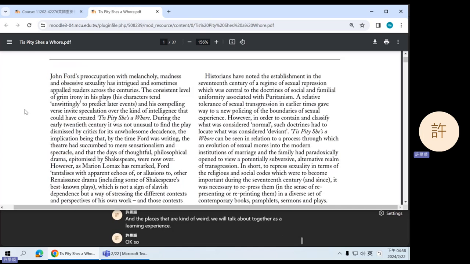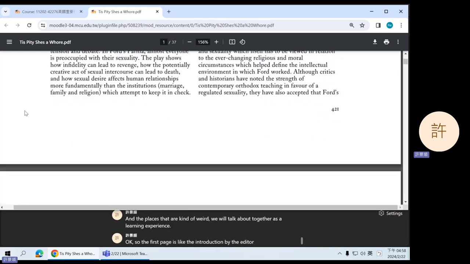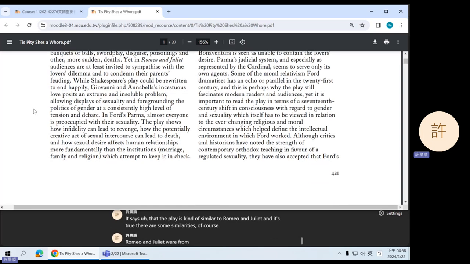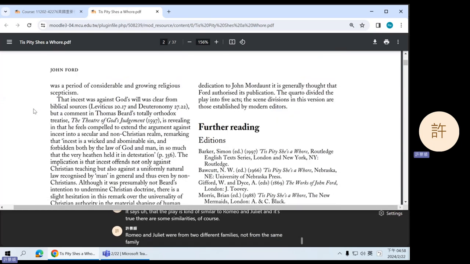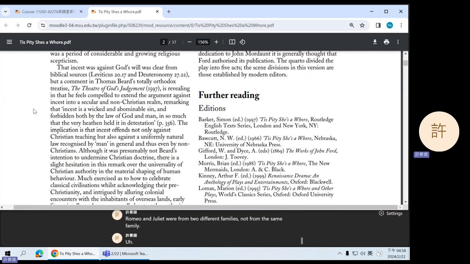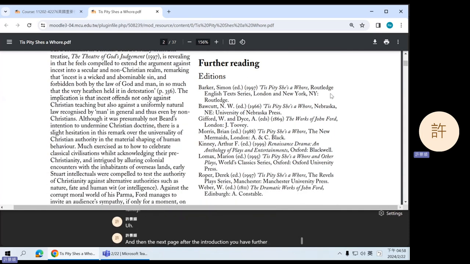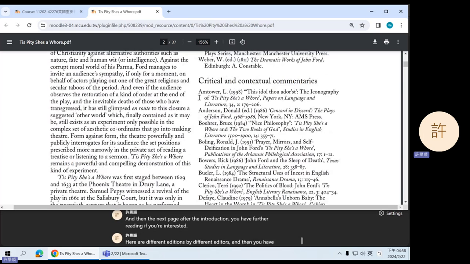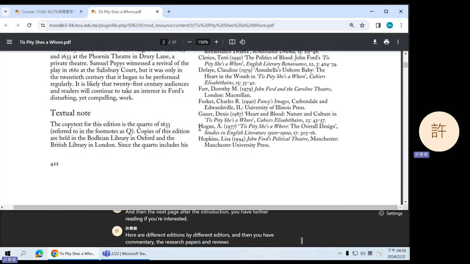Okay, so the first page is the introduction by the editor. If you're interested, you can read this. It says that the play is kind of similar to Romeo and Juliet. And it's true, there are some similarities. Of course, Romeo and Juliet were from two different families, not from the same family. And then the next page after the introduction, you have further reading. If you're interested, here are different editions by different editors. And then you have commentary, the research papers and reviews, things like that.